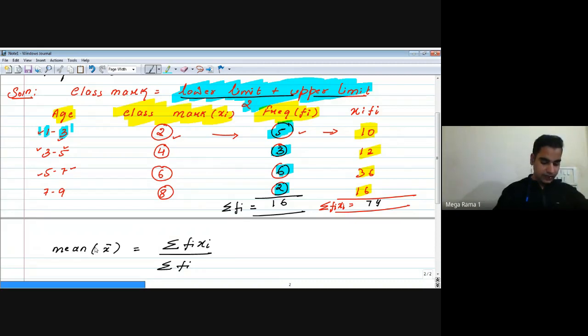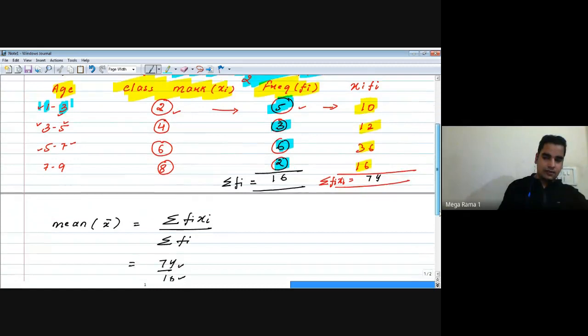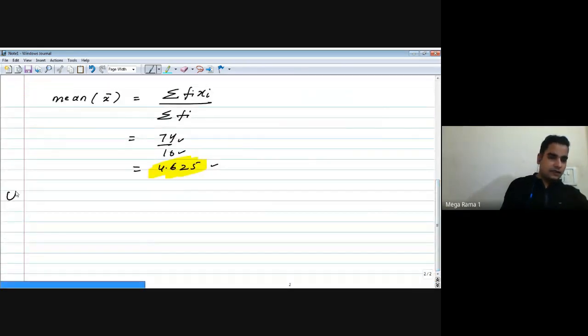Can I give one question now? Yes, correct. 5 plus 10 by 2, which is going to give you 15 by 2, that is 7.5. Yeah, correct. You have to remember this formula. That's it. Class mark is lower limit added to upper limit divided by 2. Okay. So this is the question that I would like to give.